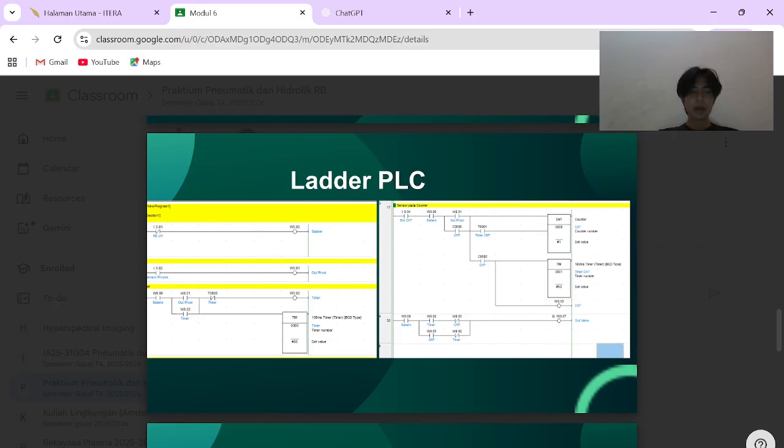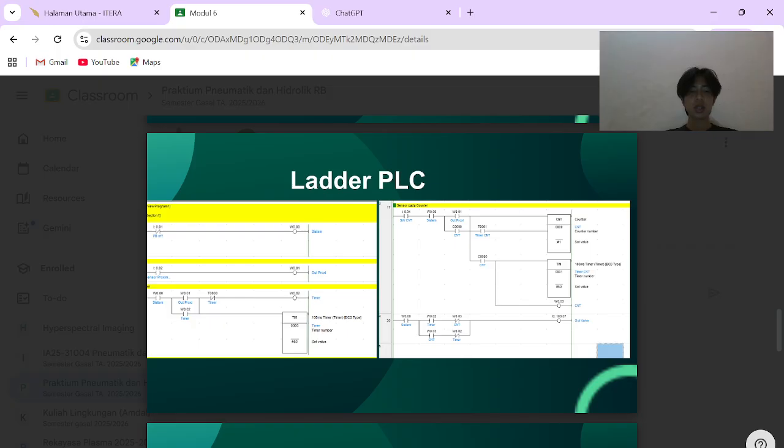PLC ladder diagram. This slide shows the ladder diagram of the PLC program used to control the pneumatic system using a proximity sensor. The ladder diagram is the visual representation of the logic used in the PLC.